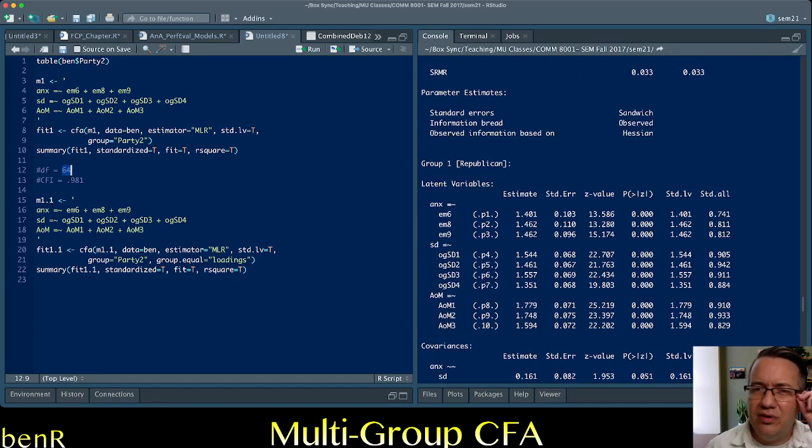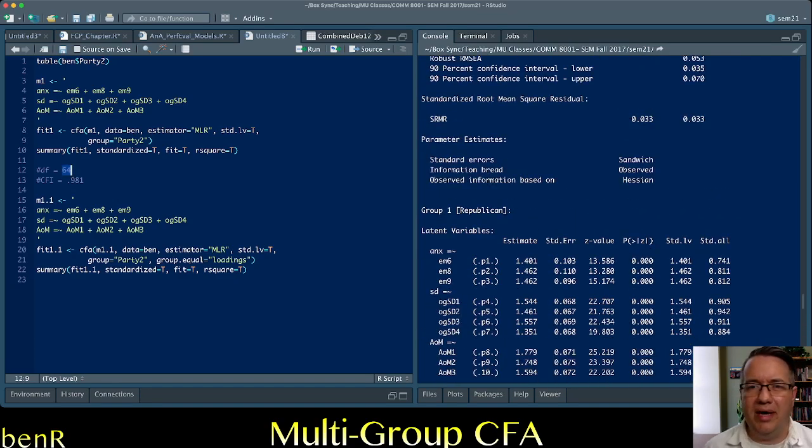So it's always good to have in your mind, how many degrees of freedom am I going to see? And you calculate that by saying, however many groups I have, I'm estimating that many fewer loadings. So if you have 2 groups, it'll just be plus the number of items you have minus the number of latent variables you have.